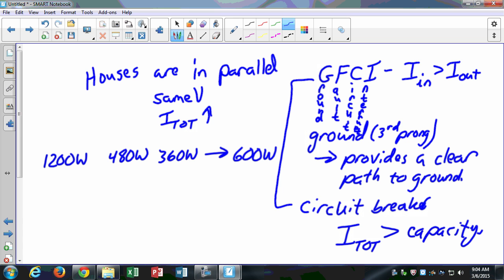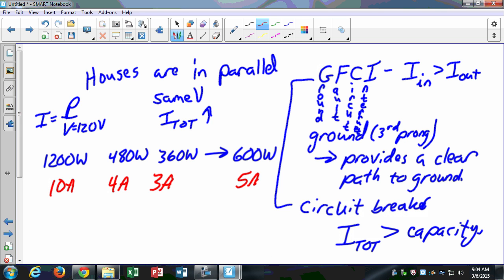Yeah? So here I have all these things operating okay on my circuit breaker, but then I add this thing, and it kicks off the circuit breaker. And I ask you, what is the safe capacity of this circuit? You need to find the current. I know that I is equal to P over V, that's from my power definition, and V in my household is 120 volts. So this one carries 10 amps, that's 1200 over 120. This is 4 amps, this is 3 amps, and this is 5 amps.